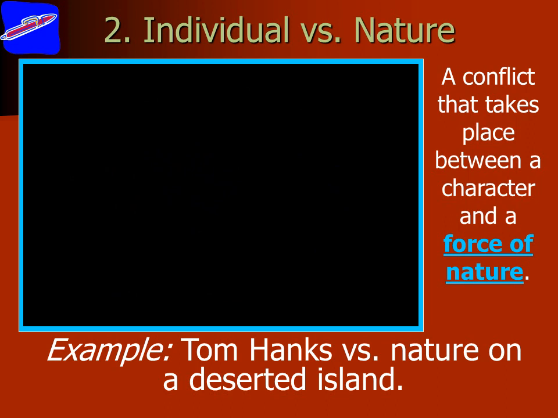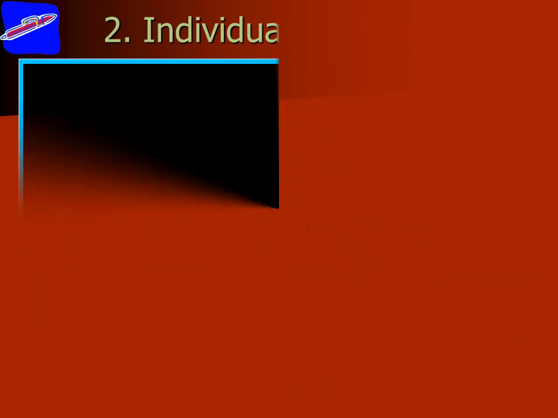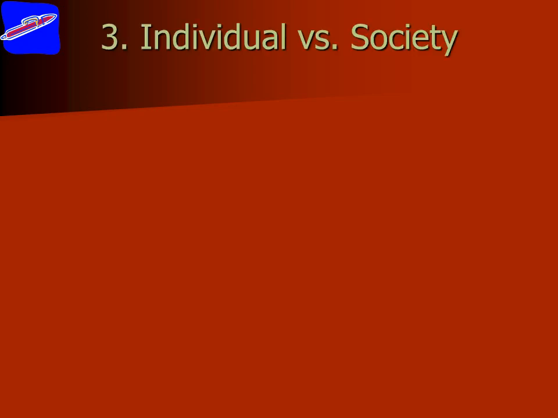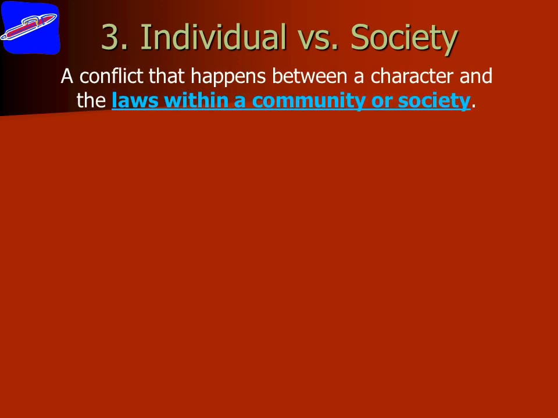Individual versus nature. Our third type of external conflict is an individual versus society conflict. This is defined as a conflict that happens between a character and the laws within a community or a society.